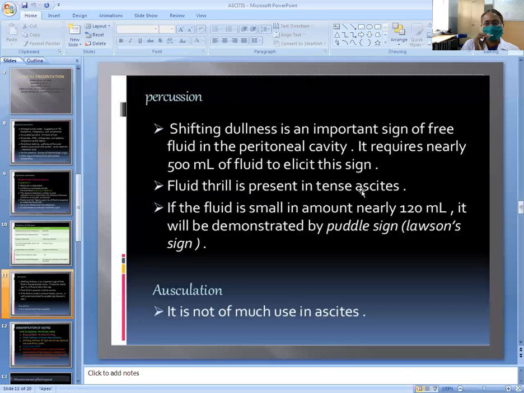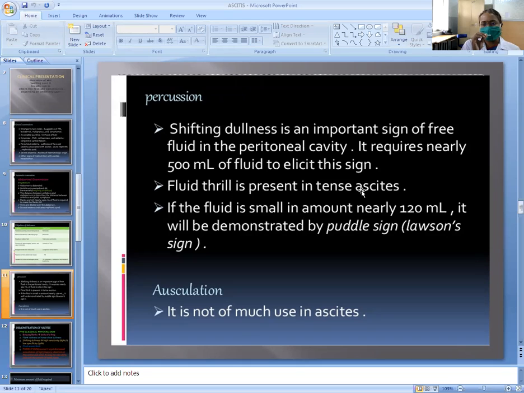Shifting dullness is an important sign of free fluid in the cavity, and it requires about 500 ml of fluid to elicit this sign. Fluid thrill is present in tense ascites only. If the fluid is very small in amount, nearly 120 ml, then it is demonstrated by puddle sign. We will discuss in practical all these three signs: shifting dullness, fluid thrill, and puddle sign.